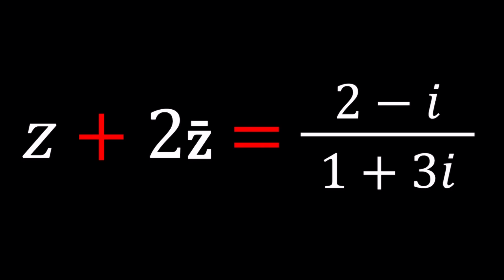This channel is all about complex numbers, and in this video we're going to be solving a quick and easy equation about complex numbers. So we have z plus 2z bar, which is the complex conjugate of z, equals (2 minus i) divided by (1 plus 3i), and we're going to be solving for z values. Now, this is a really nice problem, and I think it's good for beginners.